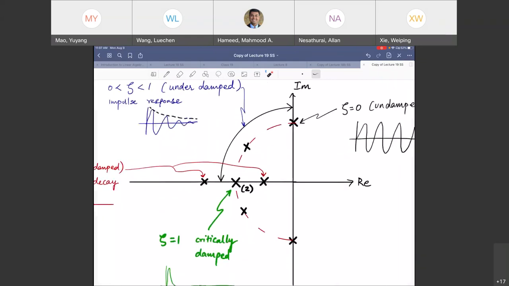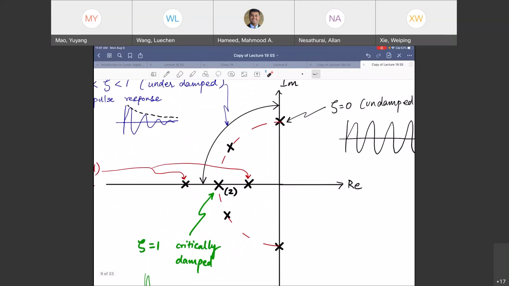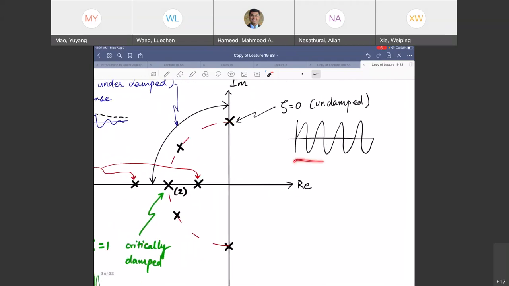This is what would happen. If zeta is zero, zeta is what? Damping factor. Make it zero, it's an undamped situation. Undamped situation is what? Oscillations will keep happening. You give it energy, an impulse. The impulse response will oscillate, oscillate, oscillate. Or for that matter, give it a step, the output will be just oscillations.